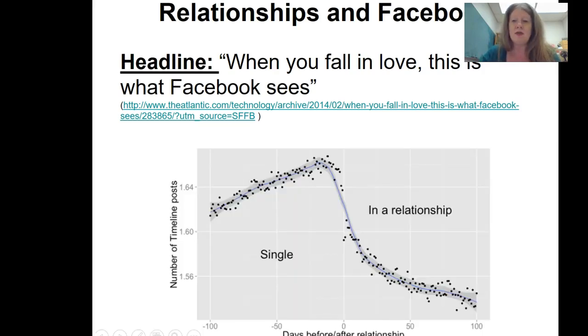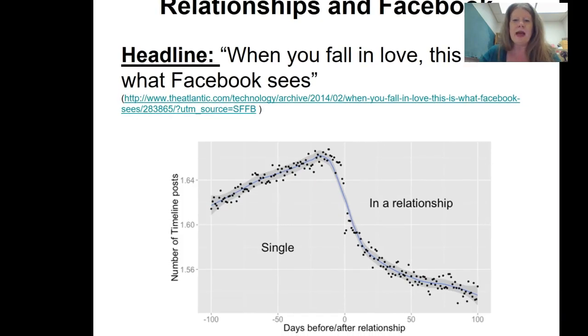Here's what they found. So they were looking at along the x-axis, you can see that it was the days before and after a relationship starts. On the y-axis is the average number of timeline posts, and you can see that it's not a linear relationship. We have this increase in posts as someone's getting ready to be in a relationship. Maybe they have their eye on someone. All of a sudden, the relationship begins, and you clearly have other things to do. You don't want to be spending your time on Facebook. So this clearly is not a linear relationship, but we can still look at it by using a scatter plot.